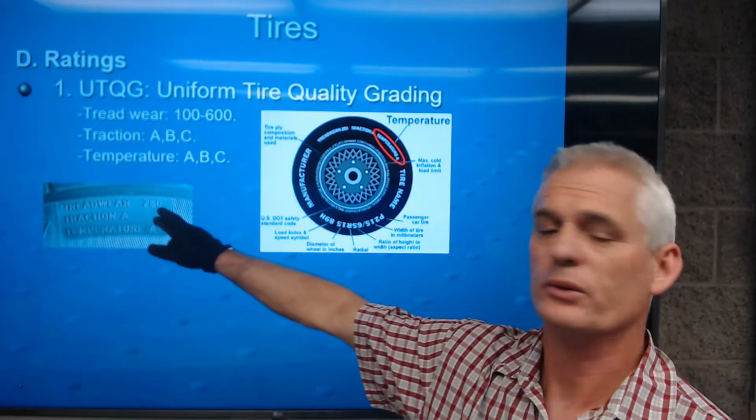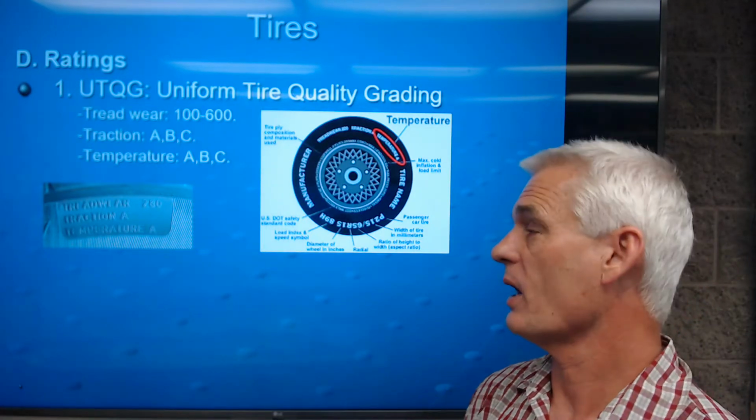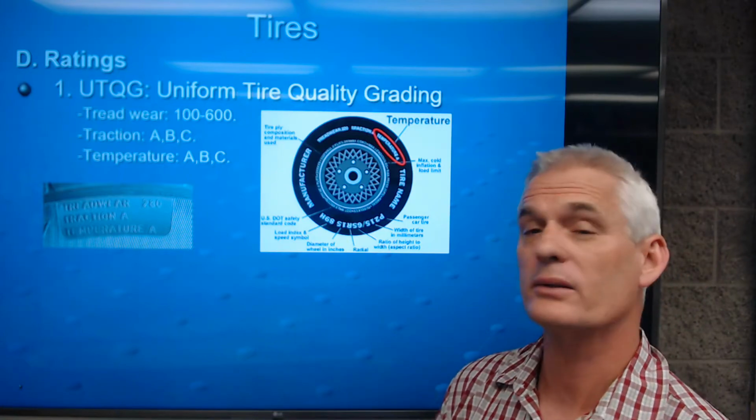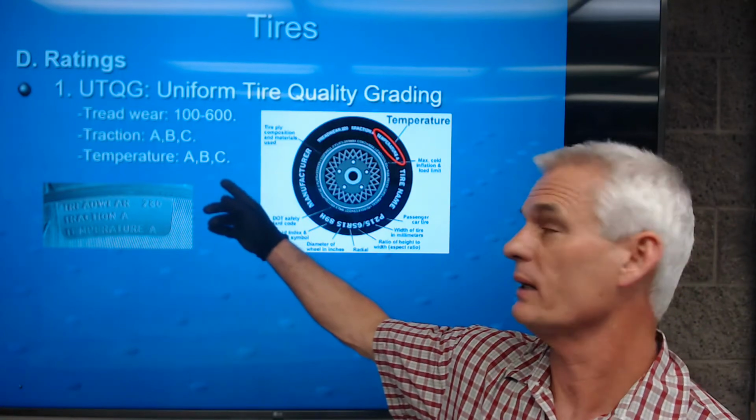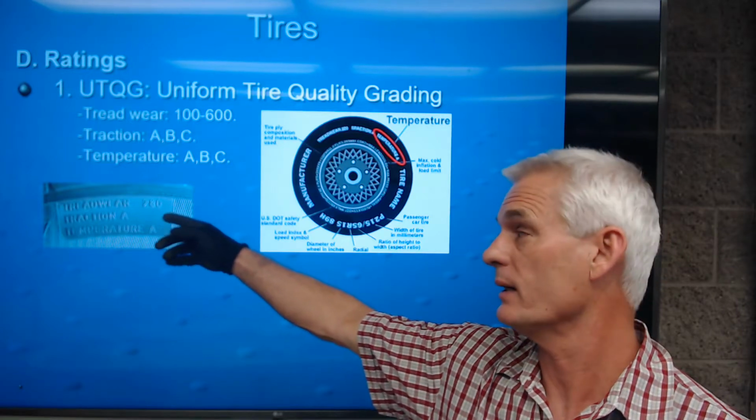So this is a relative number. It goes on a scale from like 0 to 700. The higher the number, the longer lasting the tire is. So a 280 would be a not very long lasting tire, but it's a pretty good performance tire, pretty sticky.